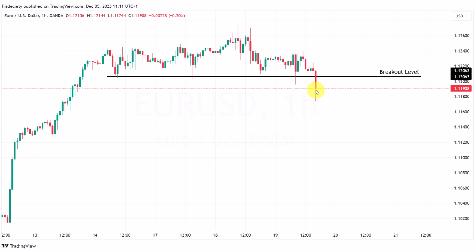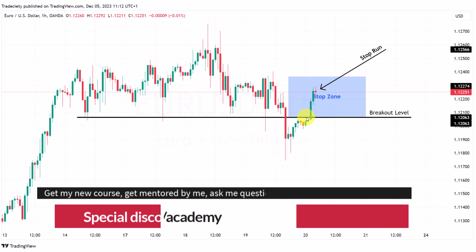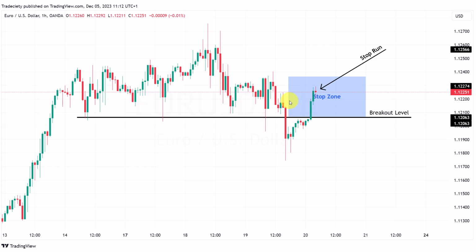We have a breakout level, and now let's put ourselves into the shoes of the sellers. Where are the sellers going to have their stop? The stop loss is typically above the breakout level. So somewhere in this area, you're going to see a huge cluster of stop loss orders. And then what often happens is the market is pulling back into the level, which is called a stop run, because the market is really hunting for the stops.